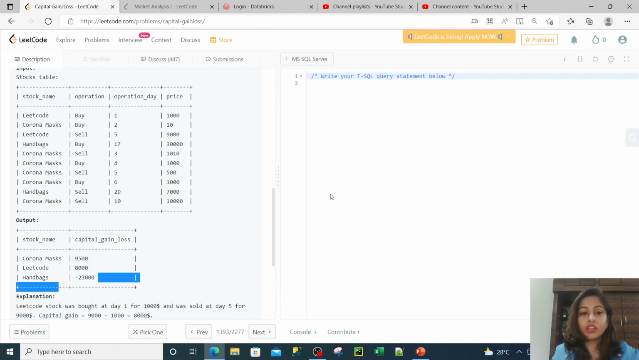The very first thing that you need to think of here is that you need to do a group by, for sure, on the stock name, right? And along with the group by on the stock name, you have to do a kind of summation.